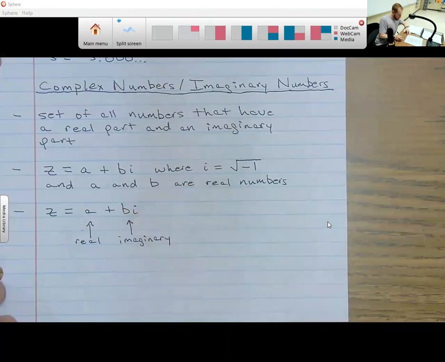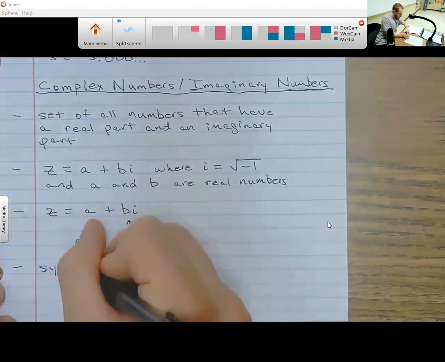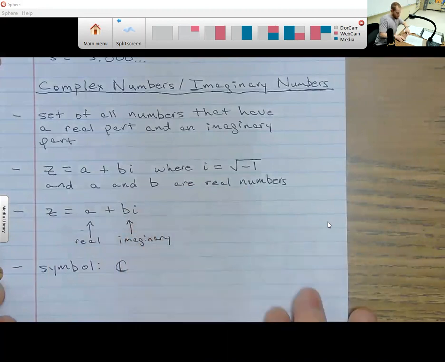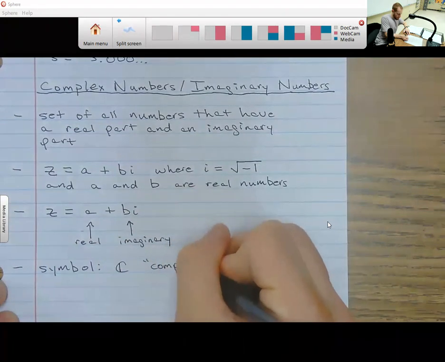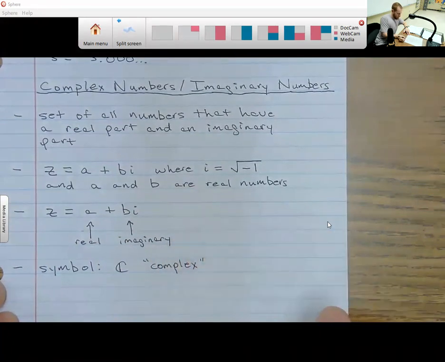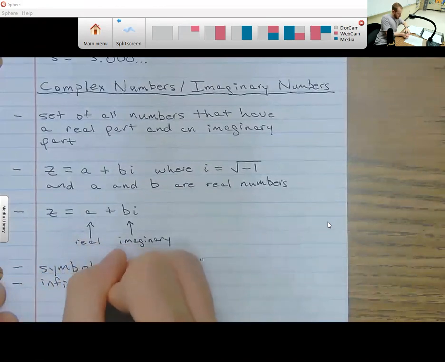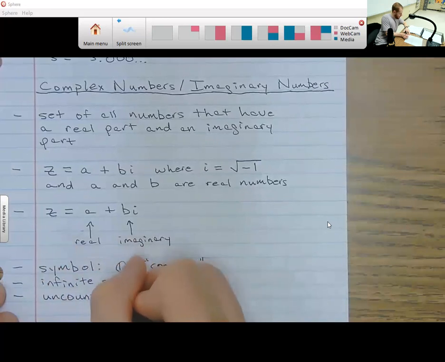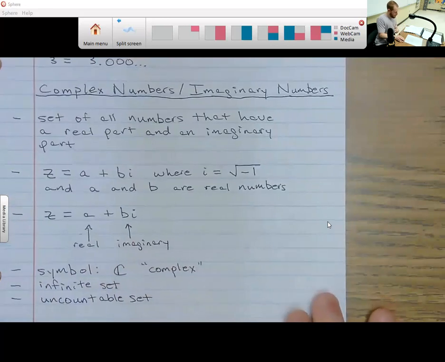Okay. The symbol for the complex numbers is a capital C with a line down the middle, and the C stands for complex. This is also an infinite set. It's also an uncountable set. And I'll leave it at that.